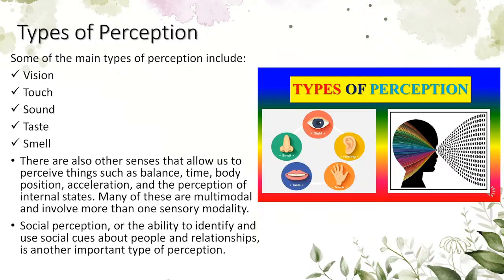So, we have different types of perception. Some of the main types of perception include vision, touch, sound, taste, and smell. There are also other senses that allow us to perceive things such as balance, time, body position, acceleration, and the perception of internal state. Many of these are multimodal and involve more than one sensory modality. Social perception, or the ability to identify and use social cues about people and relationships, is another important type of perception.